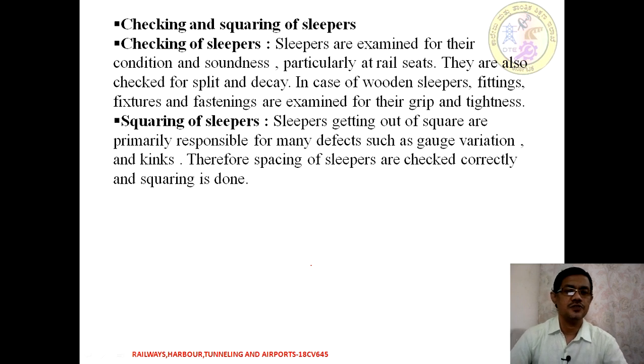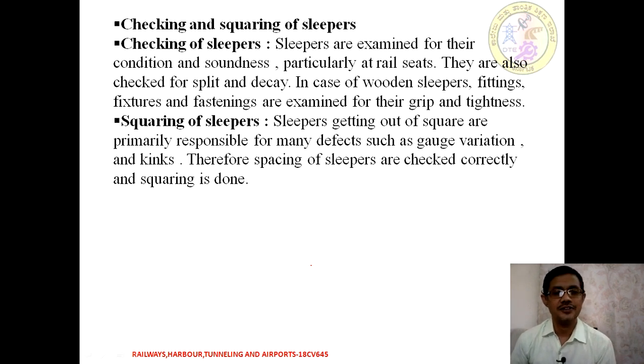Moving on to the next one, checking and squaring of a sleeper. Checking of sleepers means sleepers are going to be examined for their condition and soundness, particularly the rail seats. They are also checked for splits and decay in case of a wooden sleeper, along with fittings, fixtures and fastenings. They need to be thoroughly examined for their grip and tightness. If they are worn out, they have to be replaced immediately.